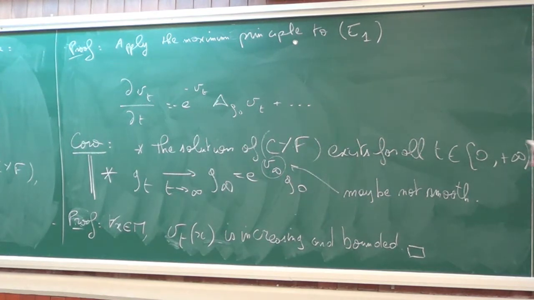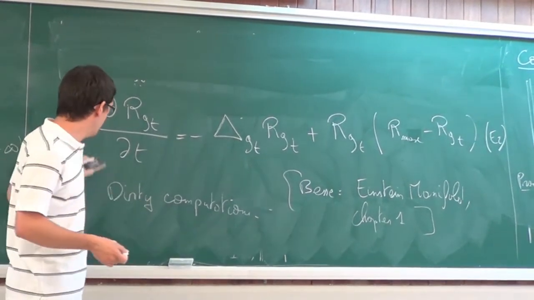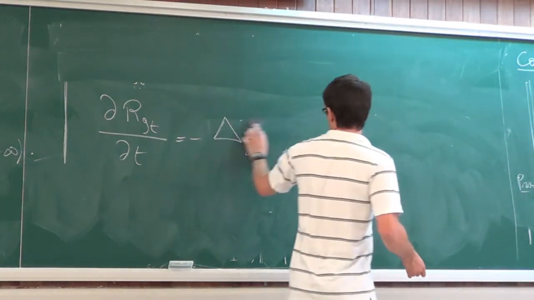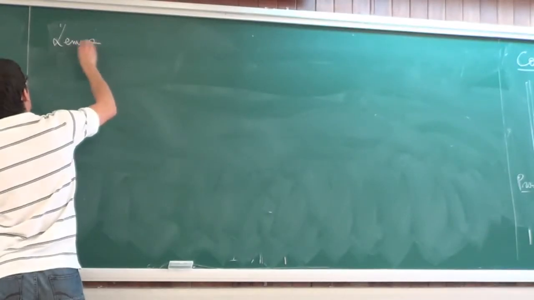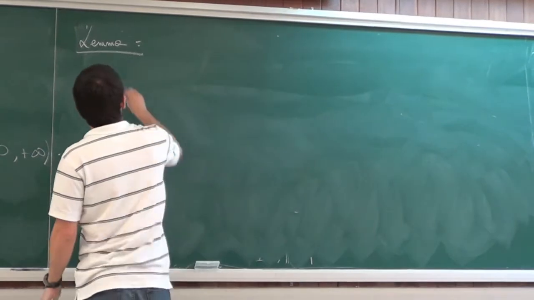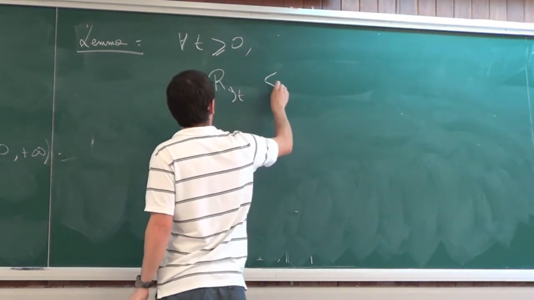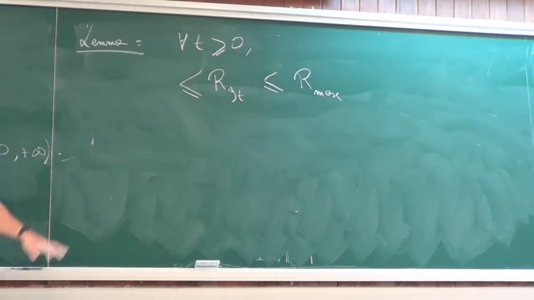Now I want to understand my limits, and in particular, I want to show that it's a smooth metric with constant curvature. So keep in mind this evolution equation of the curvature, because what I'm going to show you now is that the curvature is converging itself, is converging to a constant. The curvature is less than R max, and I can improve a lot the bound I had before.